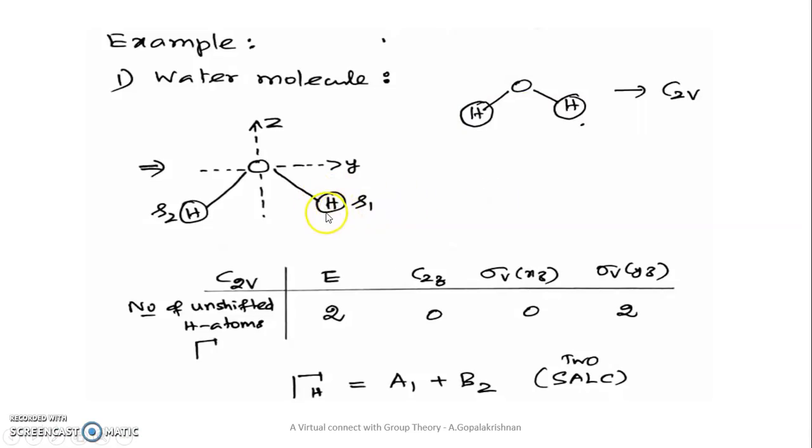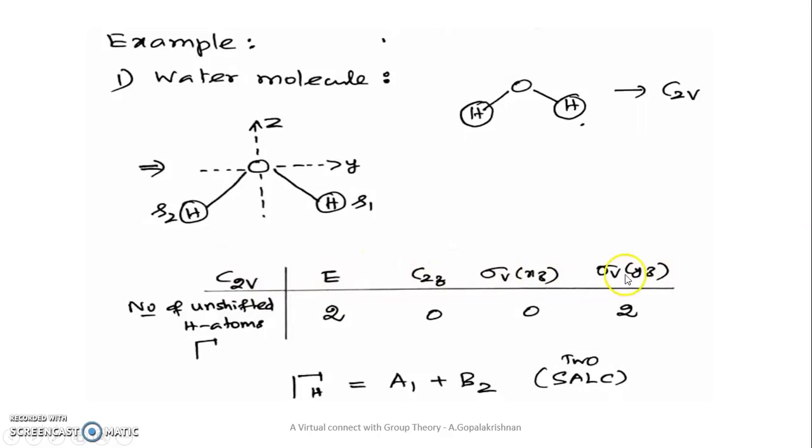The 1s orbitals are shown here. I am denoting this s orbital as s1 and this s orbital as s2 just to distinguish the two. This is the principal axis and this is the y-axis. So the molecule is in the YZ plane, and the x-axis is perpendicular to the screen. In the C2v point group, these are all the symmetry operations we have.